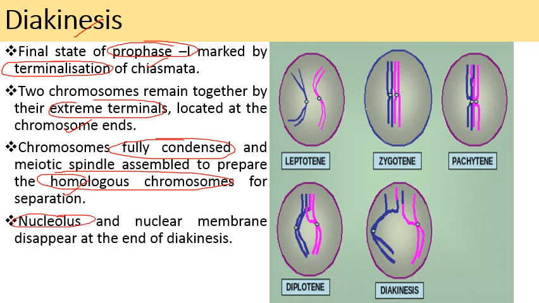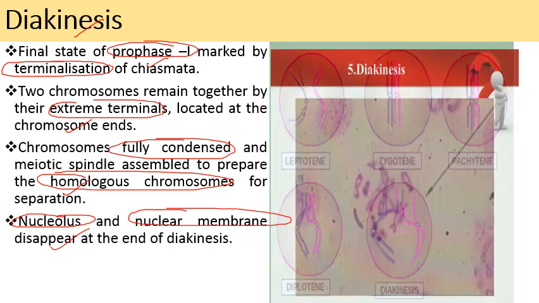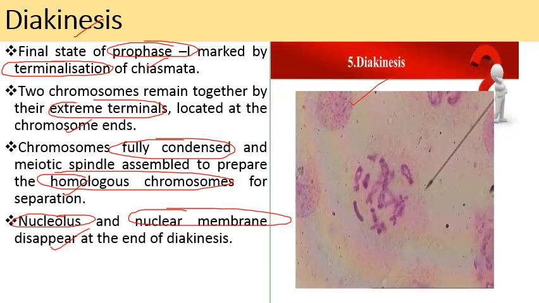Nucleus and nuclear membrane disappear at the end of diakinesis, as we have studied in case of meiosis. In the late prophase, these events occur, that is disappearance of nucleus and nuclear membrane. So this is the photograph which shows diakinesis, which involves the process of terminalization, that is separation of chiasmata.